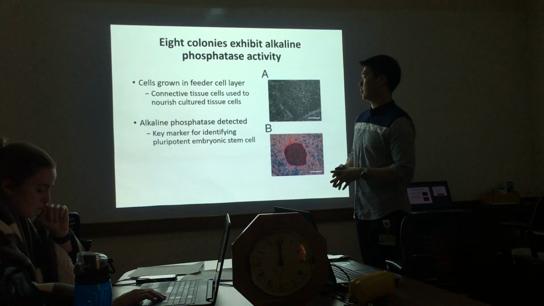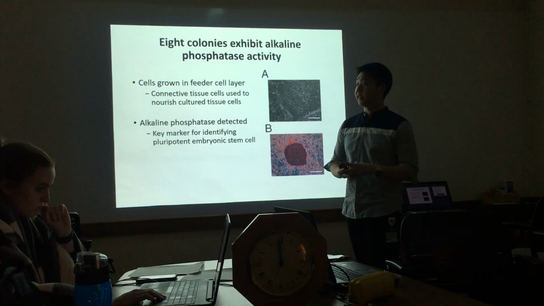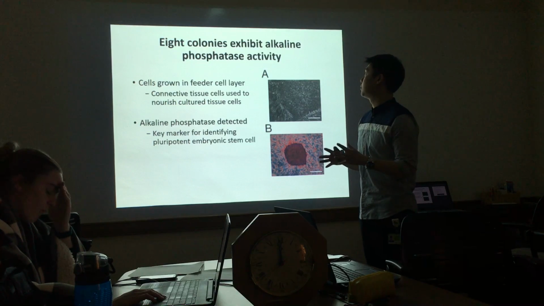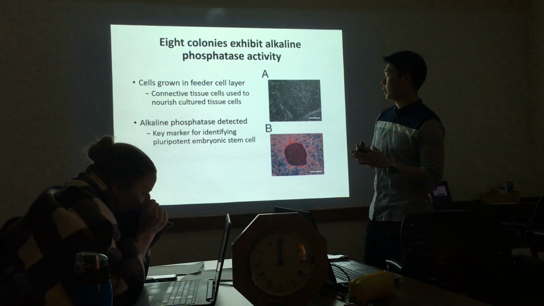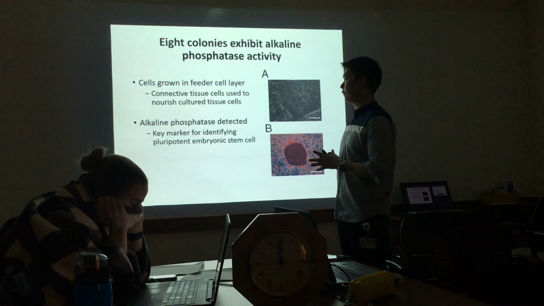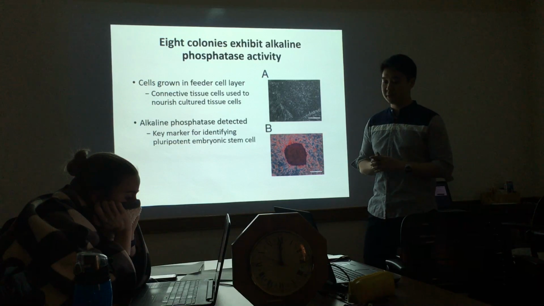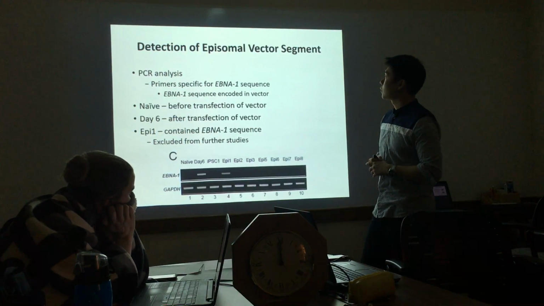After growing it in a feeder cell layer, the presence of alkaline phosphatase was detected, and what they found out was that 8 colonies out of 10 exhibited the alkaline phosphatase activity. And alkaline phosphatase detection is important because alkaline phosphatase is a key marker for identifying pluripotent embryonic stem cells.